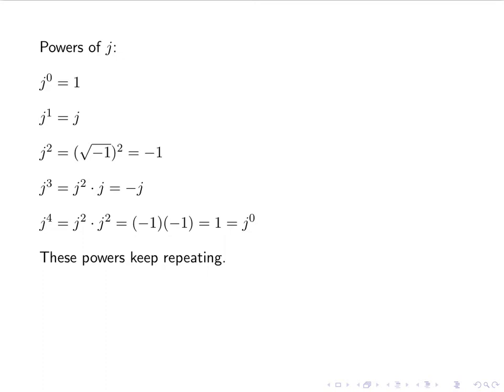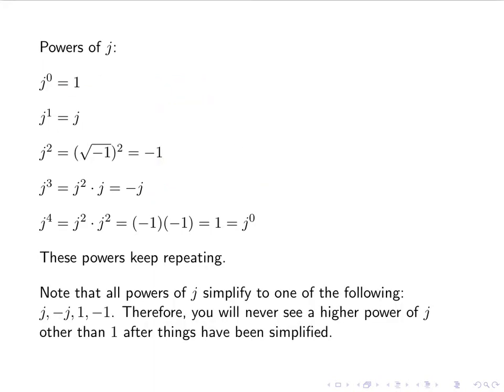And they just keep repeating. I'm going to have 1, j, negative 1, negative j, then back to 1, j, negative 1, negative j, then back to 1, j, negative 1, negative j. So no matter what power of j I have, I will be able to simplify it to one of j, negative j, 1, or negative 1. So in your homework or in anything, you should never see a higher power of j than 1 because we can always simplify it.